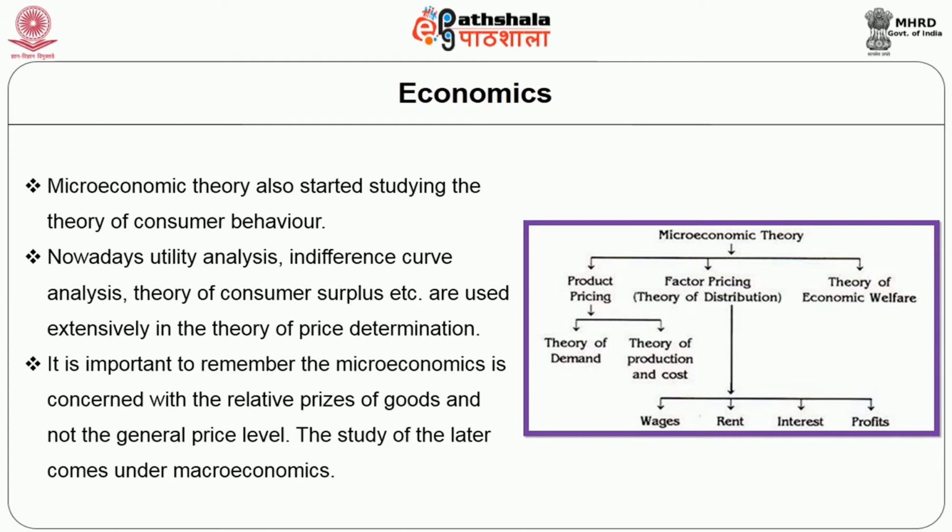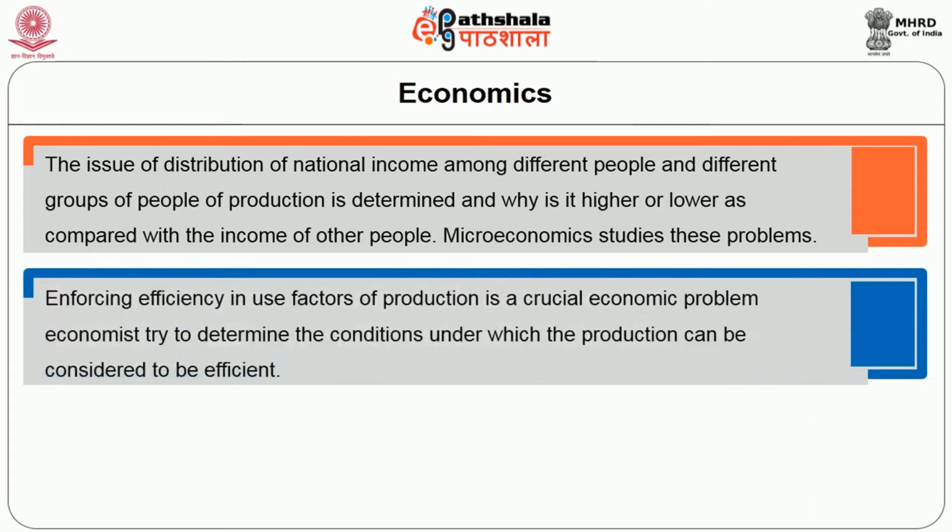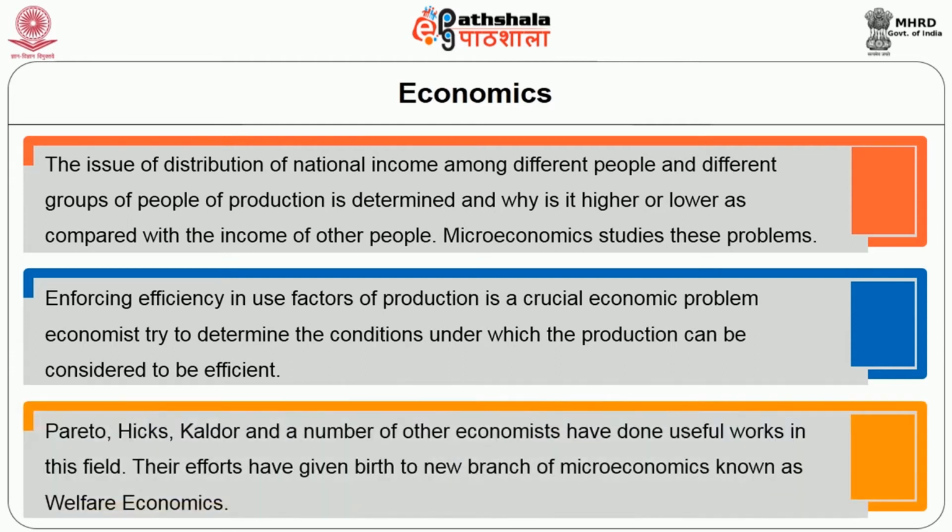It is important to remember that microeconomics is concerned with relative prices of goods and not the general price level. The study of the latter comes under macroeconomics, that is, it leads to general price levels. The issues of how the distribution of national income among different people and different groups of people in production is determined, and why it is higher or lower as compared with the income of other people, microeconomics studies these problems. Enforcing efficiency in the use of factors of production is a crucial economic problem. Economics tries to determine the conditions under which production can be considered to be efficient.